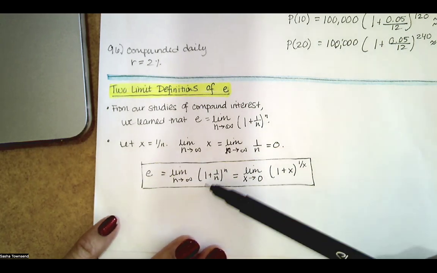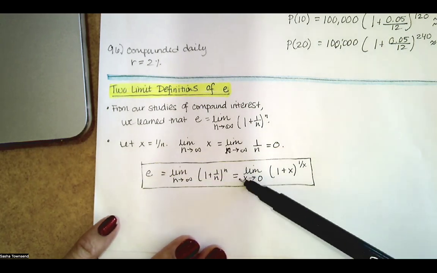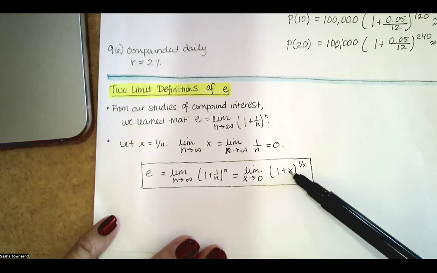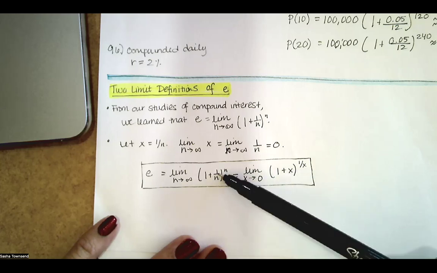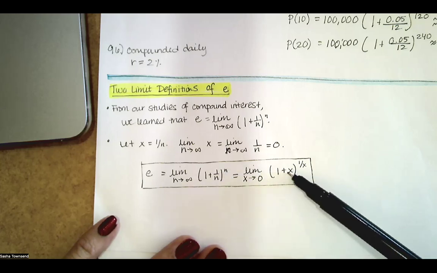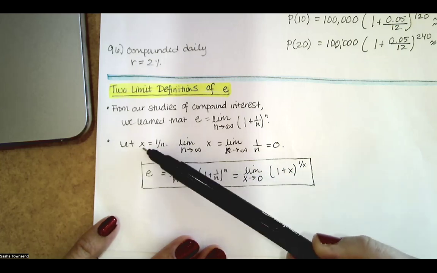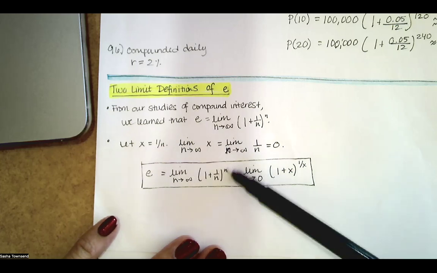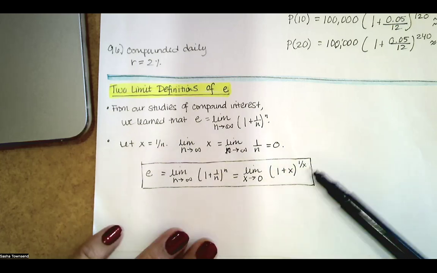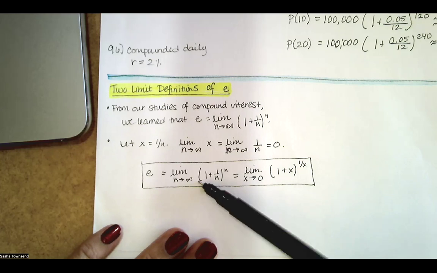So the limit as n goes to infinity of this expression is equal to the limit as x approaches 0 of this. If x is equal to 1/n, we've got 1 plus x as the base. And if x is equal to 1/n, we could solve for n by multiplying both sides by n and then dividing by x. So n is equal to 1/x as well. So this limit and this limit are the same.